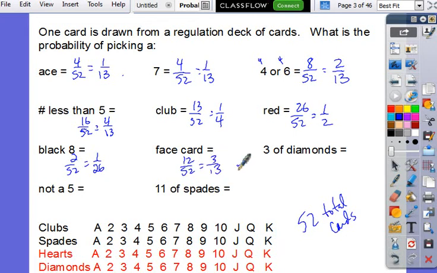3 of diamonds. There's only 1 of those. So it's 1 out of 52. Not a 5. 48 out of 52.